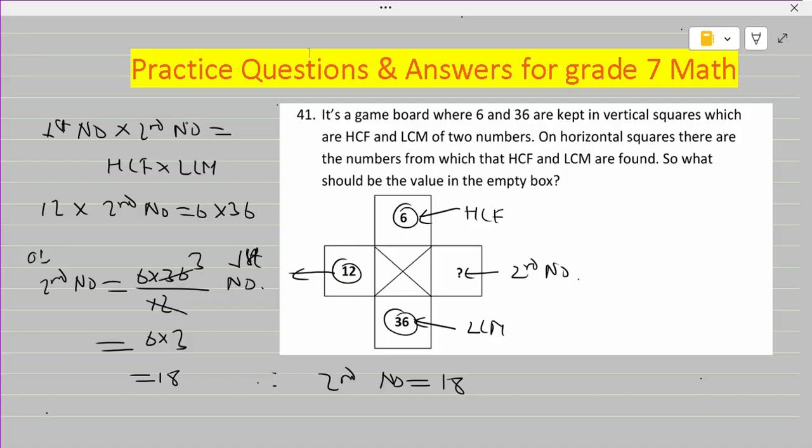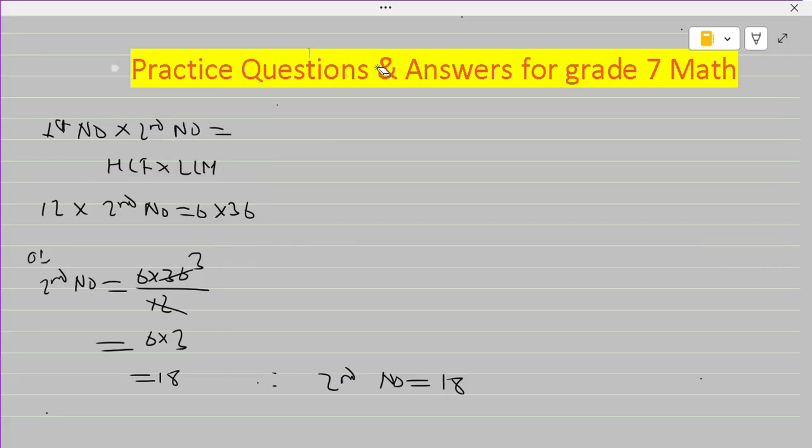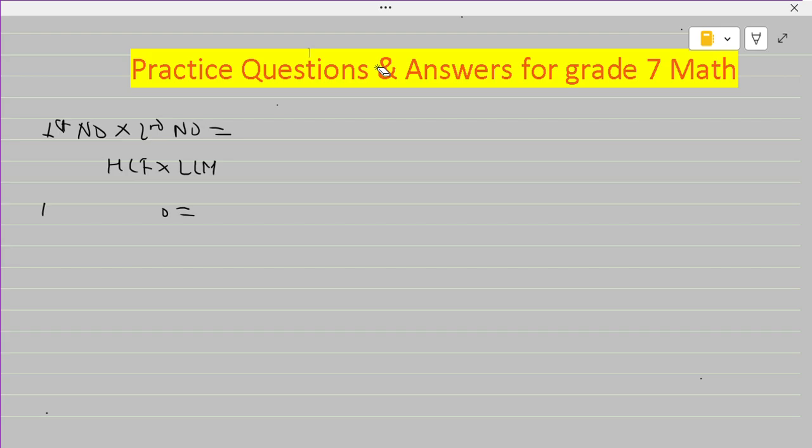So done. Now after finding the second number of question 41, I go with 42. For going with 42, I make it clear first. Okay, number 42 I'm going. In 42 it was said here, 42 and 43. So two numbers together, I go with 42 and 43.